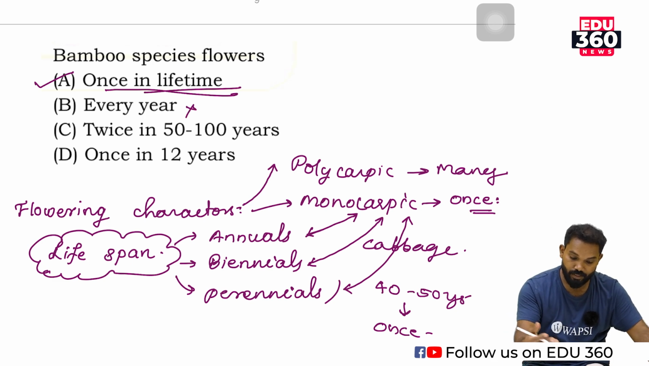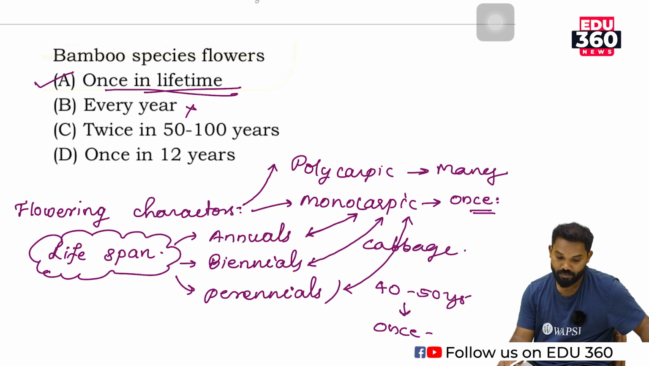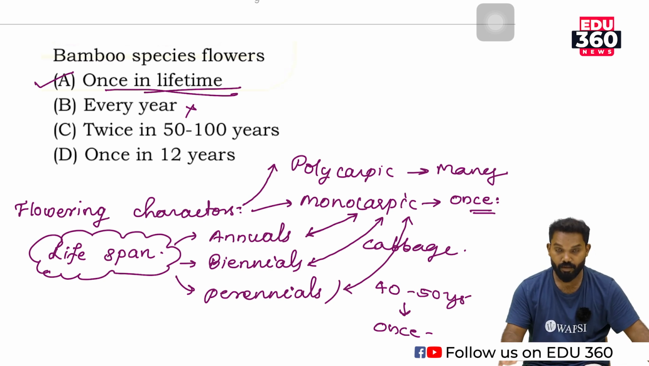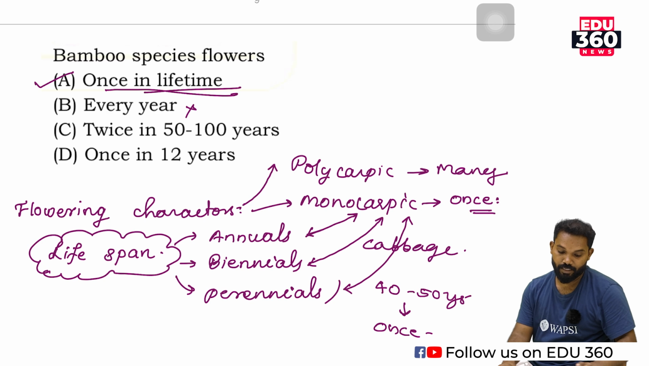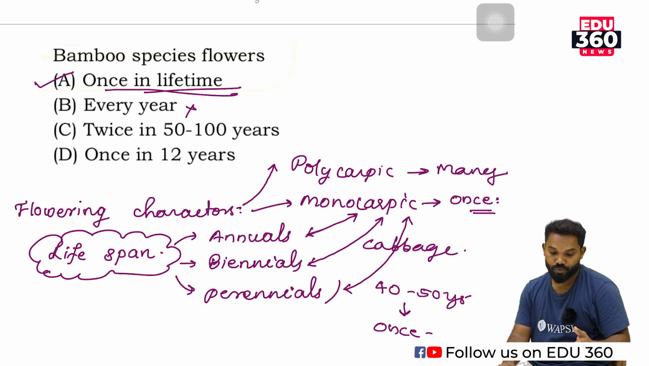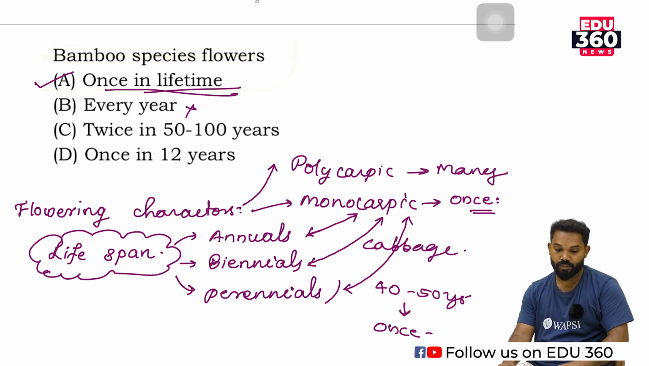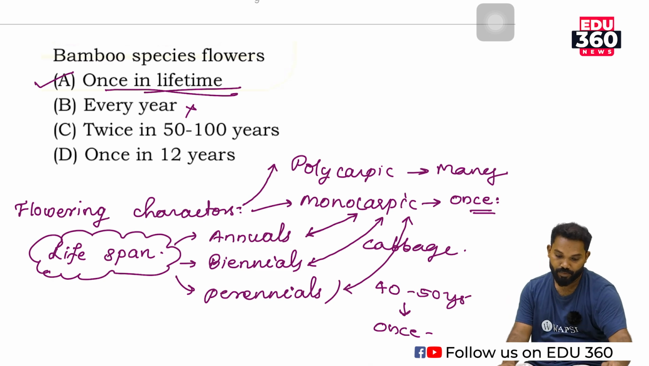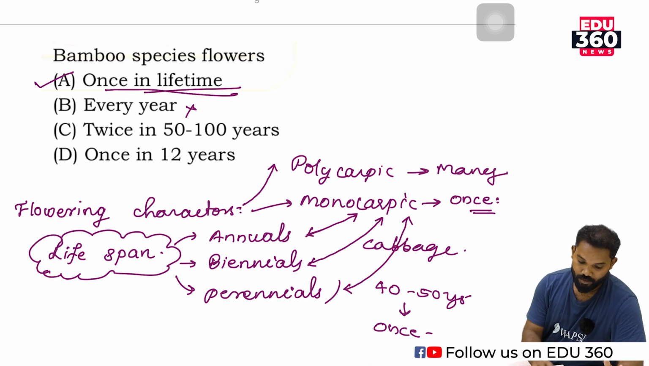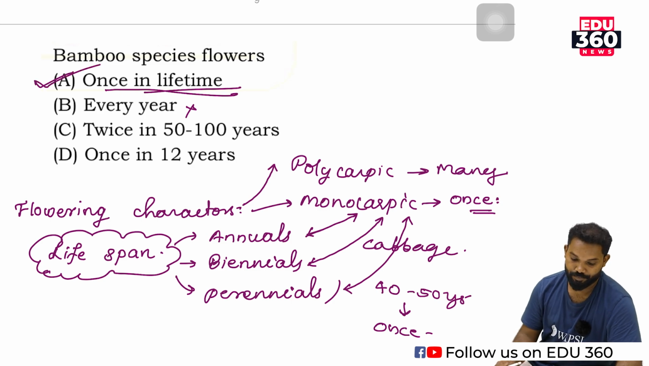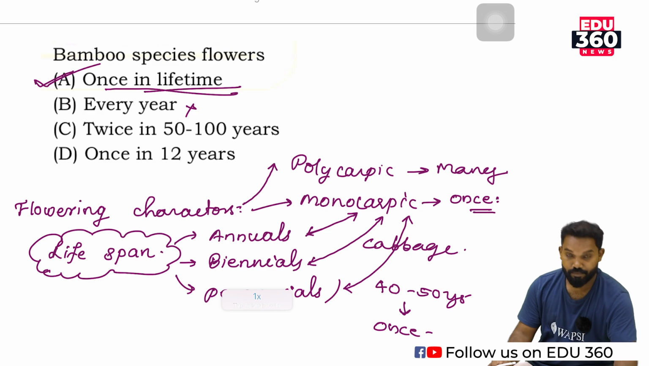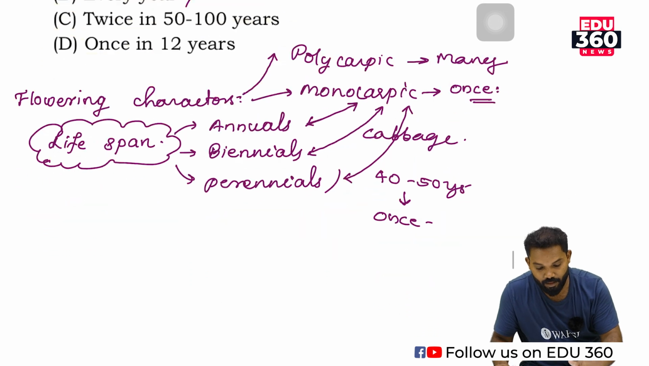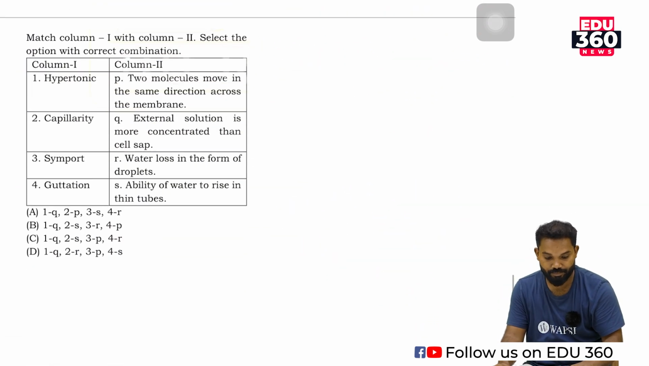And after flowering, these bamboo species die. Their actual lifespan is up to 50 years. Flowering once in 12 years is the Strobilanthes plant, Neelakurinji. Bamboo species flowers once in its lifetime. The answer is A. Okay, got it? Clear? Moving to the next question.